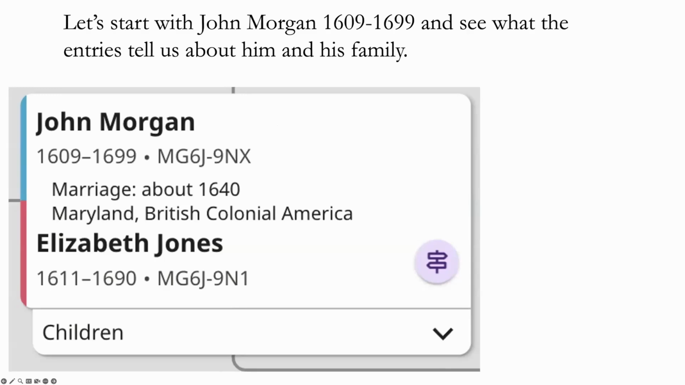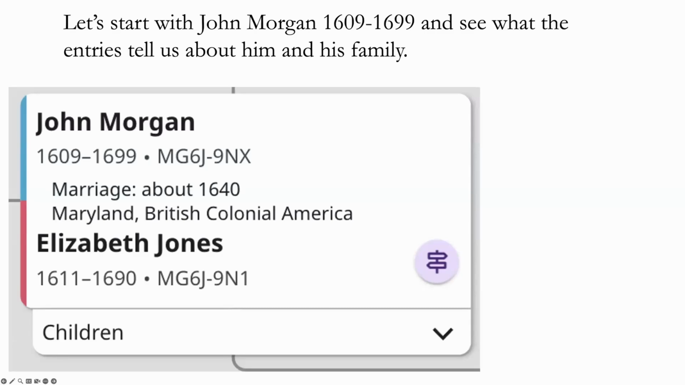Okay, so we're looking here at the pedigree card in the landscape view of John Morgan and Elizabeth Jones. And they are supposedly married about 1640 in Maryland, British colonial America. Question here is, was Maryland even a colony in 1640? Were there any settlements there?